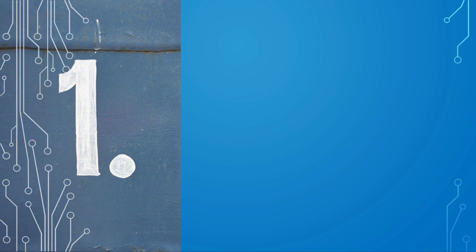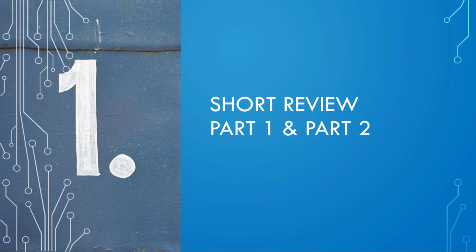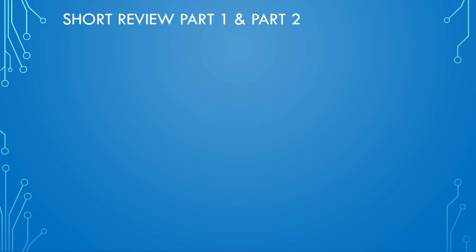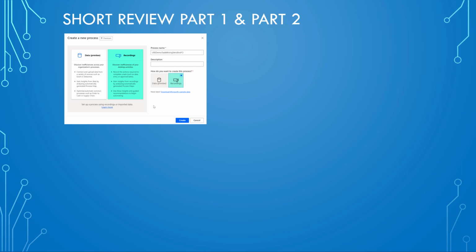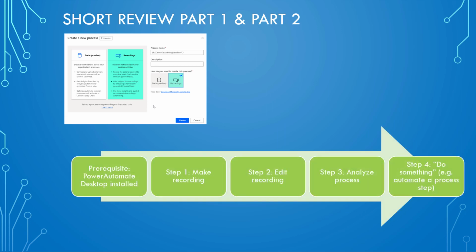But now let's get started with a short review of part 1 and 2. So what did we do? Well, in the first part we had a look at task mining, where we used Power Automate Desktop to make recordings of what we did in a system. We were editing the recording and then we started to analyze our processes to identify things that we can automate. And of course that's a continuous circle where we try to find the potentials to automate things.